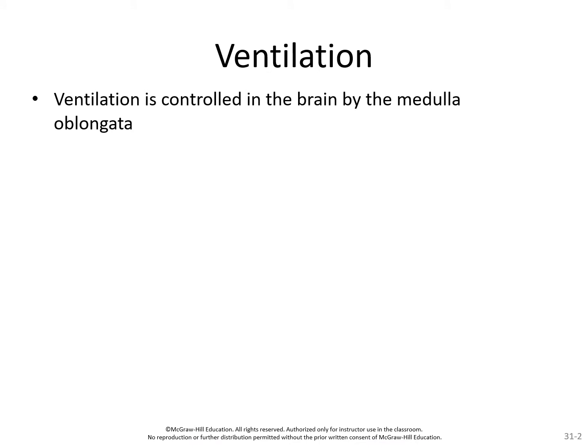Okay, so the nervous system plays a role in controlling ventilation. Actually, it's in complete control of ventilation. Ventilation is controlled in the brain by a part of the brain which you've seen before called the medulla oblongata. And I've got a little bit of an educational video here on the medulla oblongata.